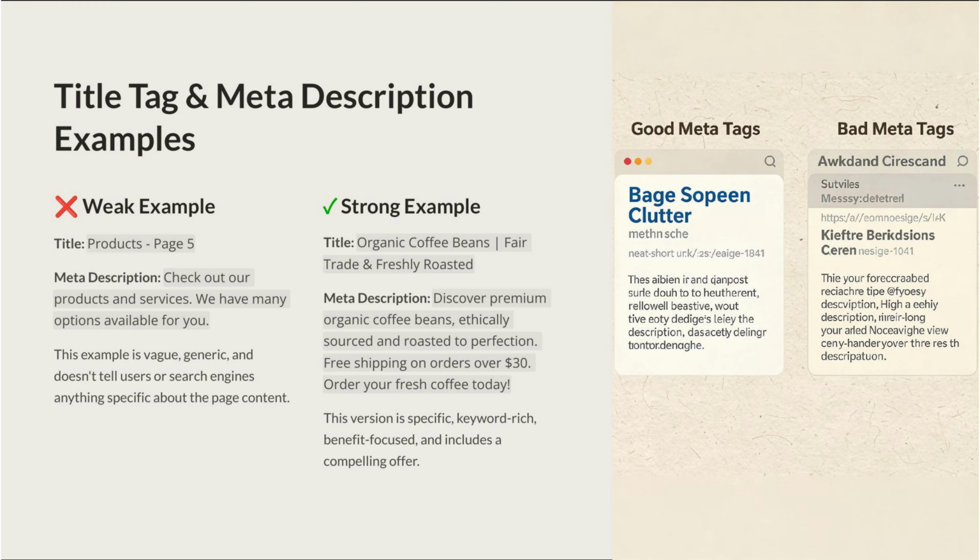A weak example like "Products page 5" lacks specificity and keywords. In contrast, "Organic Coffee Beans, Fair Trade and Freshly Roasted" is precise, keyword-rich, and offers a clear benefit, enhancing both user engagement and search engine understanding.